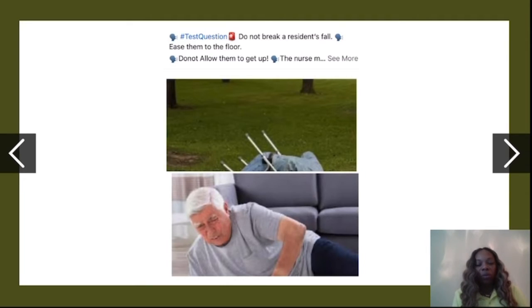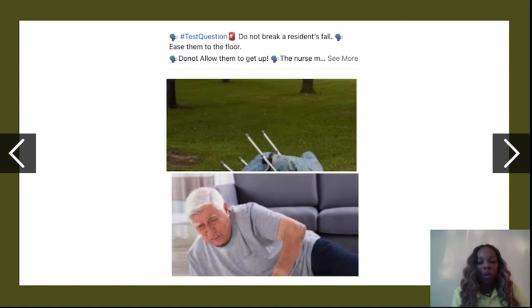You want to remove slip rugs or any objects that may be in the path that the resident generally walks in to prevent them from falling. You want to make sure when the resident is ambulating that they have on shoes with a rubber sole or non-slip bottom socks or shoes to help prevent them from falling.